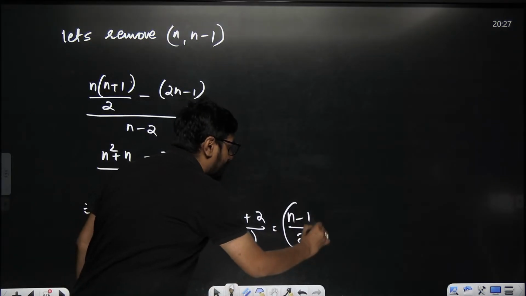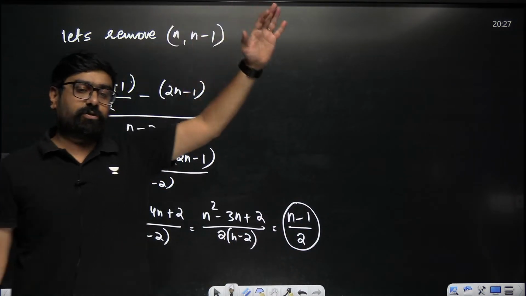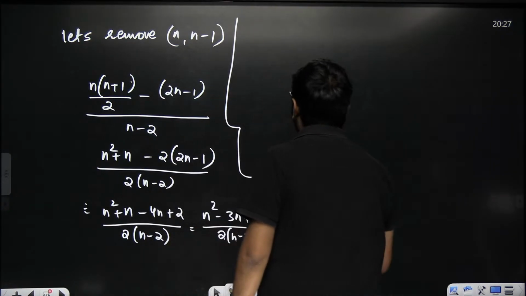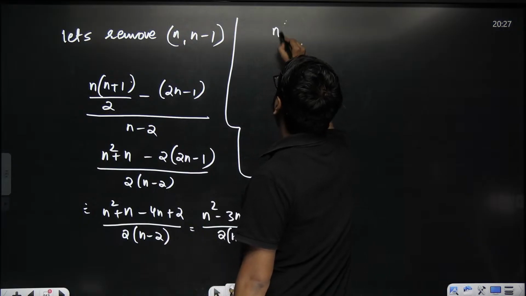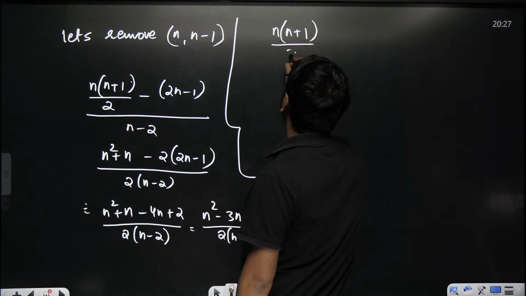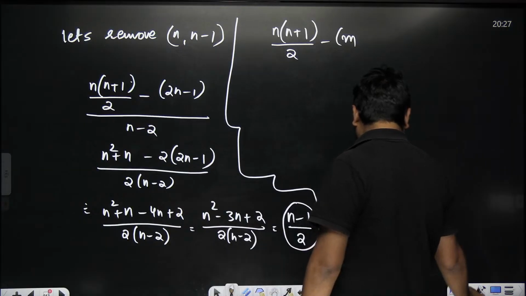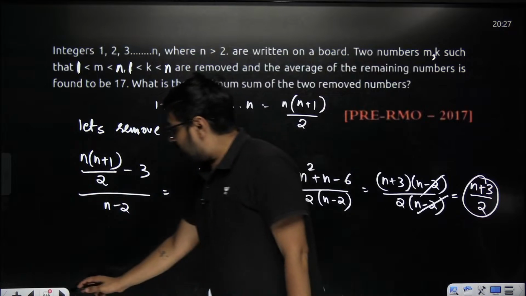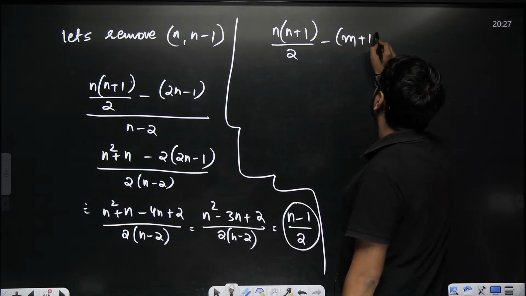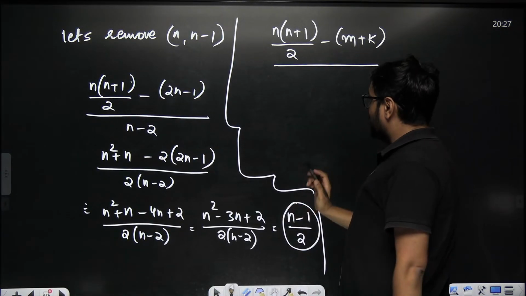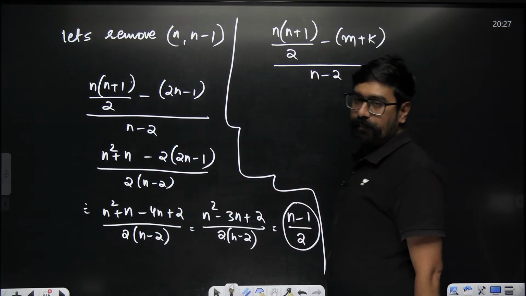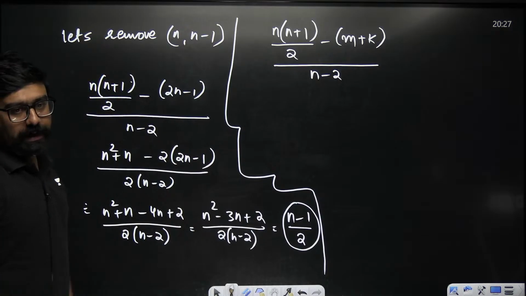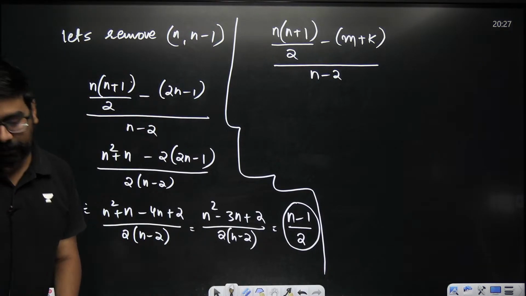So this is our average when we are removing the last two numbers. And now let's remove m and k. So when we are removing m and k, we have n into n plus 1 divided by 2 minus m plus k, divided by n minus 2, because two numbers are removed. Now let's solve for m and k. Come on now, tell me.